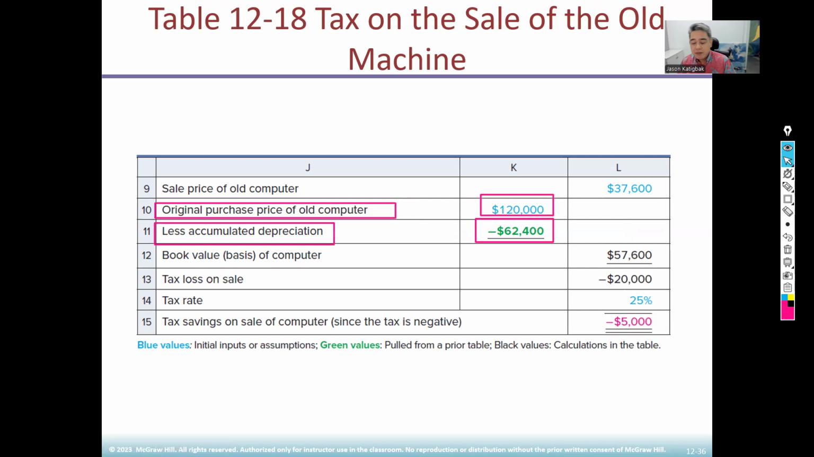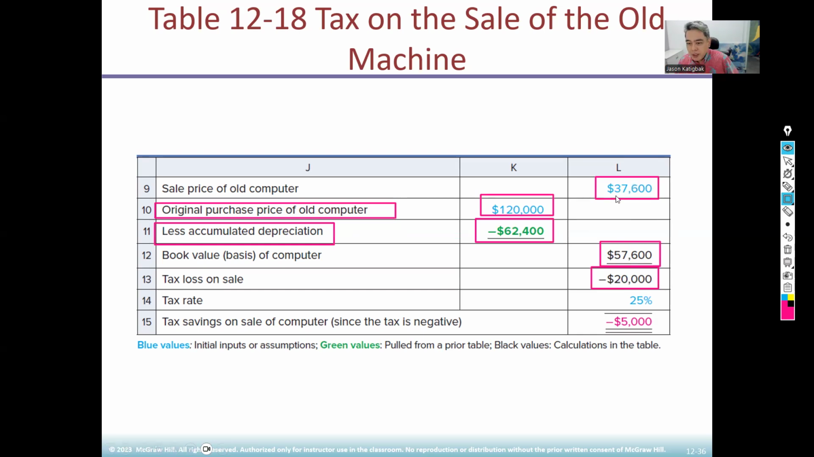But remember, we're selling it, right? It just incurred 2 years of depreciation. So the net book value of the 120 is now 57,600. But remember, you're going to be selling it for 37,600. So technically, you have a loss of 20,000.